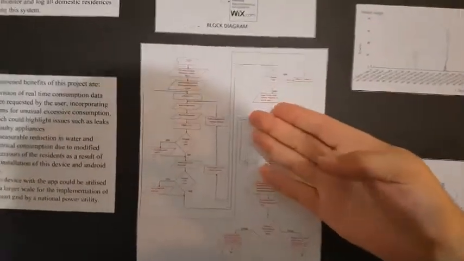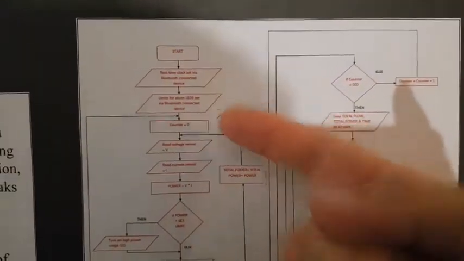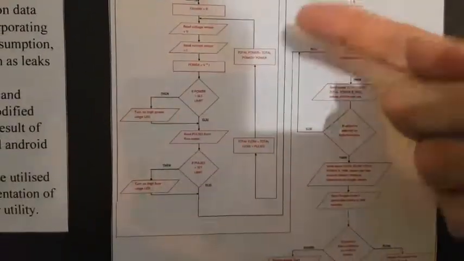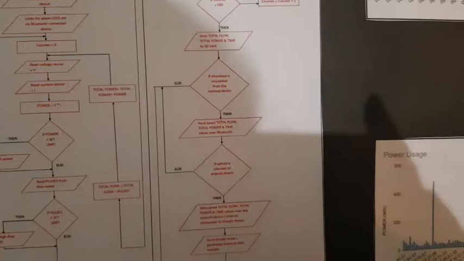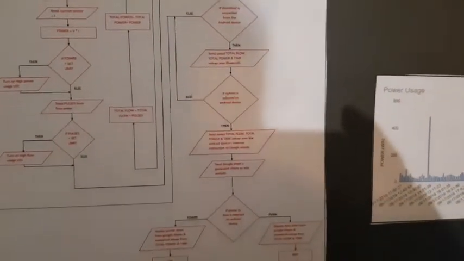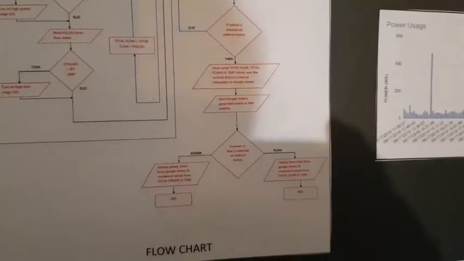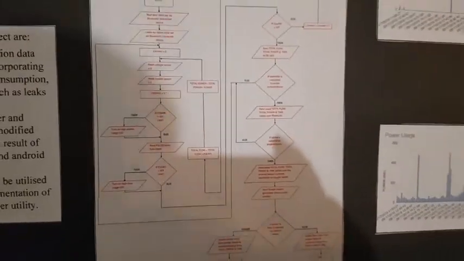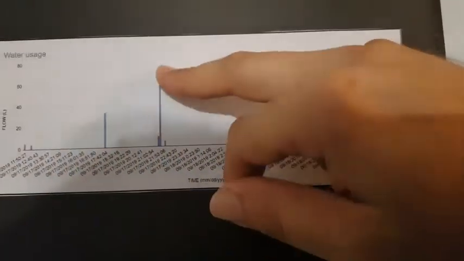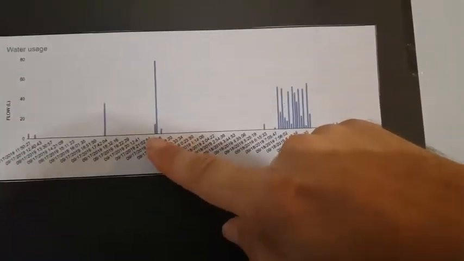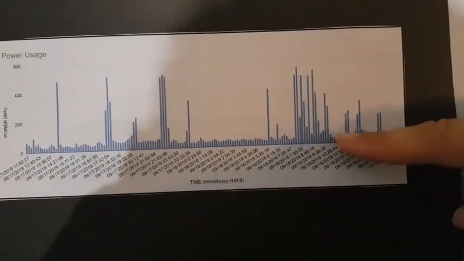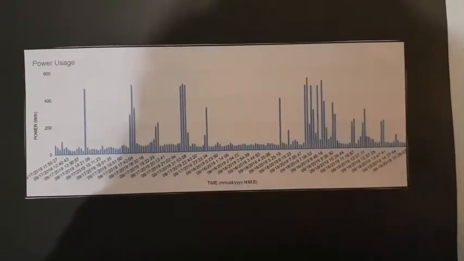We have the flow chart with the sequence of the code and how the system operates. It is sampling the sensor data every 1.2 seconds, but it is compiling a complete consumption for a 10-minute period. As we can see on our charts once again, these are for 10-minute periods. This is water usage, so this is the total volume of water used for that 10-minute period. And on our power usage graph, this is watt-hours used in that 10-minute period.